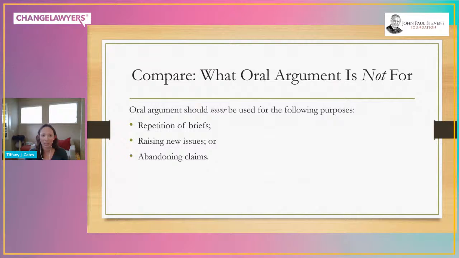So again, even though oral argument is not meant to raise new issues, sometimes the new issues get raised organically through the oral argument process. And so when that happens, just be on the lookout for it and be prepared to ask for permission to submit a supplemental brief.